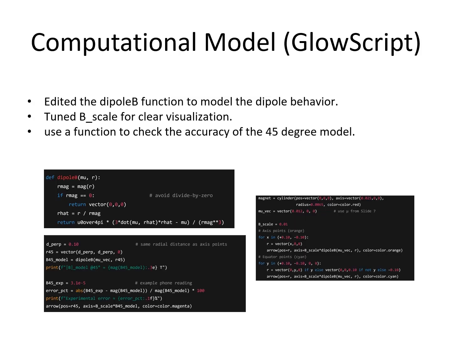For the computational model on GlowScript, I edited the dipole B function to model the dipole behavior, as you can see here. This is the dipole function on the top left, and I tuned B scale for a clear visualization of the arrows and everything, and used the function to check the accuracy of the 45-degree model, which is here on the right.